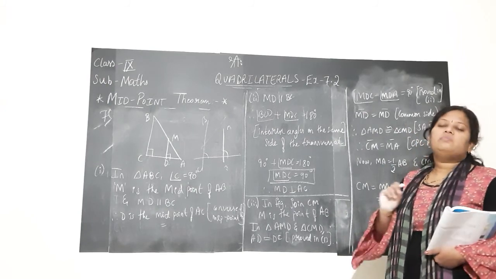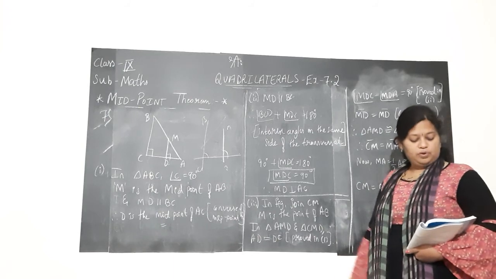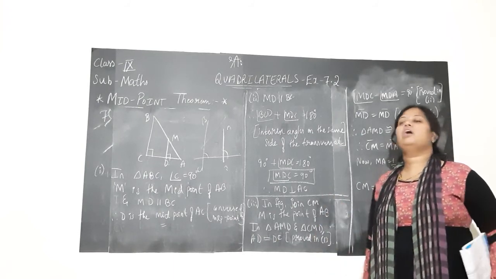The third sub question is a little tricky. Tricky, no, it is easy only. We need to prove CM is equal to MA is equal to half of AB.